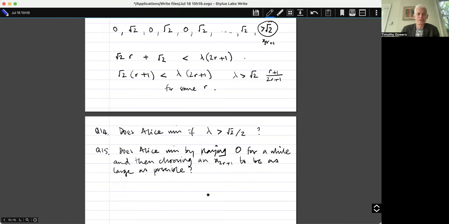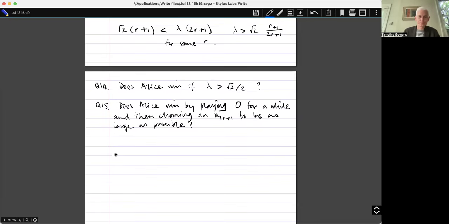So Alice's strategy here is just to go 0, 0, 0, 0, and then at some point, Alice wants to pounce and say, I'm going to choose x2r plus 1 to be so big that actually the sum of the squares of all the numbers up to this x2r plus 1 is going to be too big for Bazza to have a chance. I feel quite optimistic about this strategy, but let's just see what happens. How easy is this going to be to analyze?